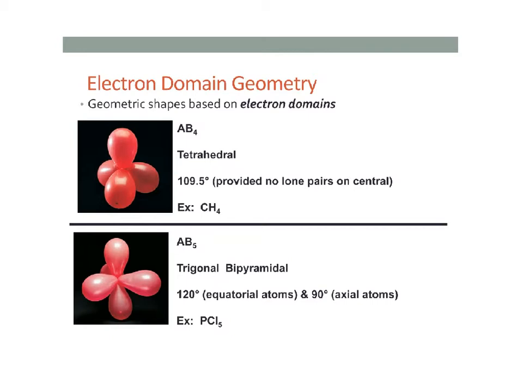So the next one is when you have 4 electron domains. So we have the central atom in the middle, and then we've got 1, 2, 3, and 4 electron domains, giving the AB4 general structure. This is called tetrahedral, and tetrahedral is probably one of the most common shapes that there are. You'll see it a lot. Now, the bond angle is kind of funky. It's 109.5 degrees. That's kind of an odd one.